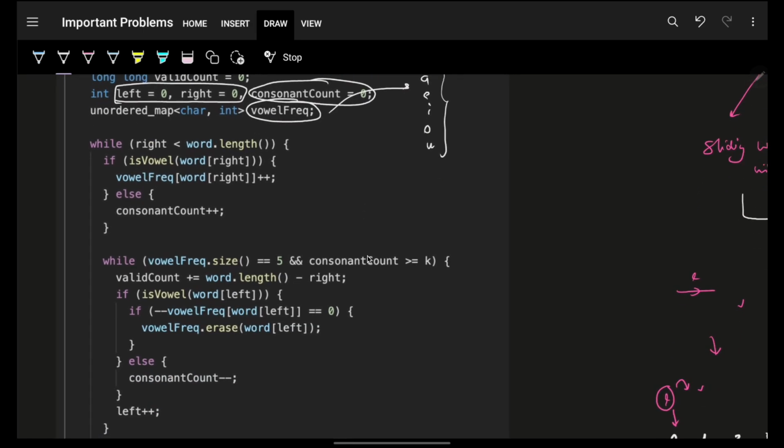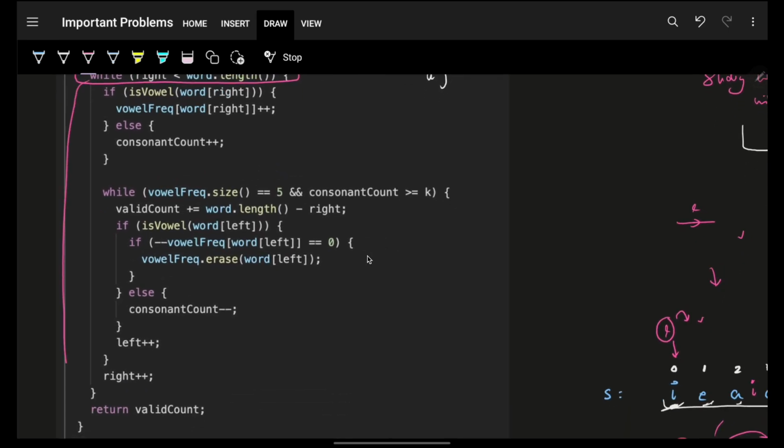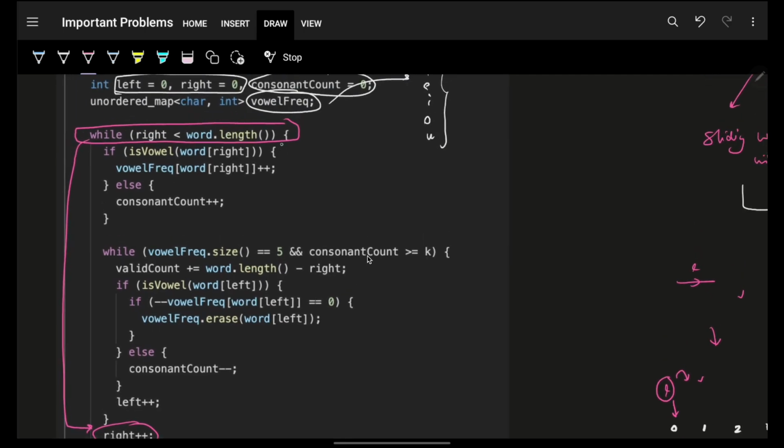Now obviously, as we know, there's standard stuff that we always move our right pointer one step, always one step. You can also see that the right pointer will always move no matter what. Now comes the fun part. As I go on to any character, any right word, I will check if it's a vowel or not. If it's a vowel, then increase the vowel frequency. If it's a consonant, then increase the consonant count.